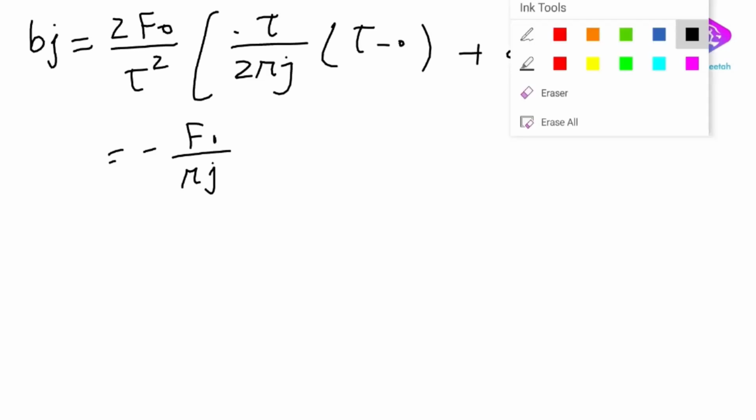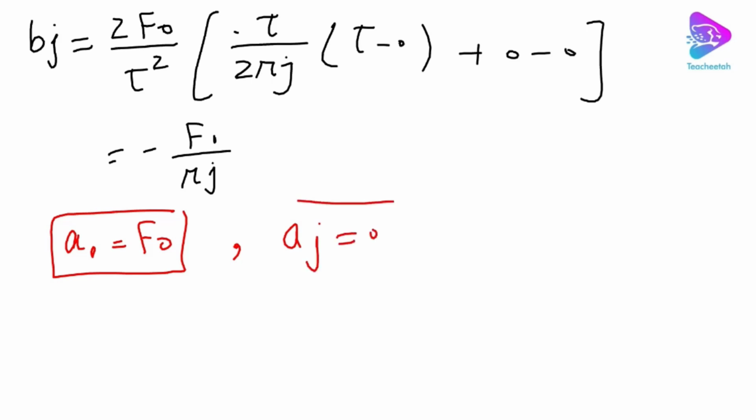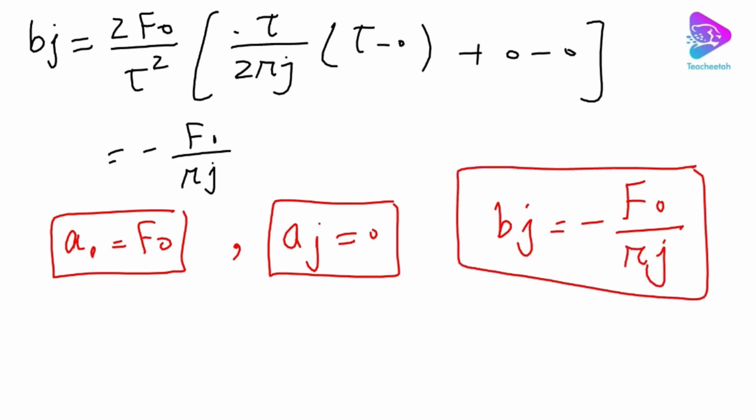So let's see what we have so far. We found a naught as f naught, we found aj as 0, and we found bj as minus f naught divided by pi j, right? So as you can see, we found what we need for this problem. The rest of it is just substitution into the standard function we have for xp.